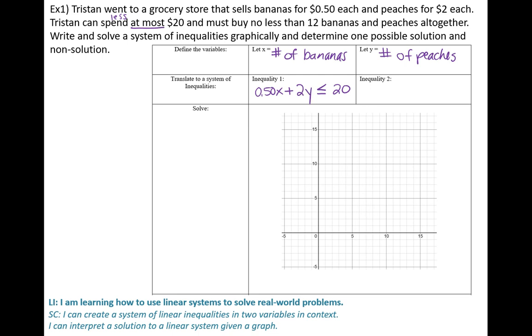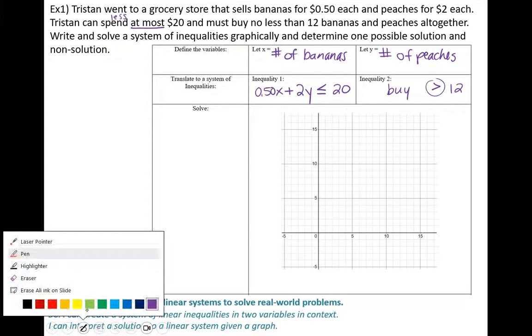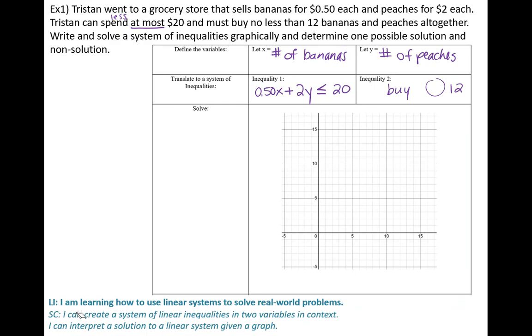If I continue reading, so I used the 50 cents, I used the $2, I used the $20. Right after it says $20, it says, and must buy no less than 12 bananas and peaches altogether. So 12 is actually my total bananas and peaches. And so what I have to buy then, again, we have that same question, is what I actually buy. Can it be more than 12? Is it less than 12? So we need to make a decision, more than 12 or less than 12.